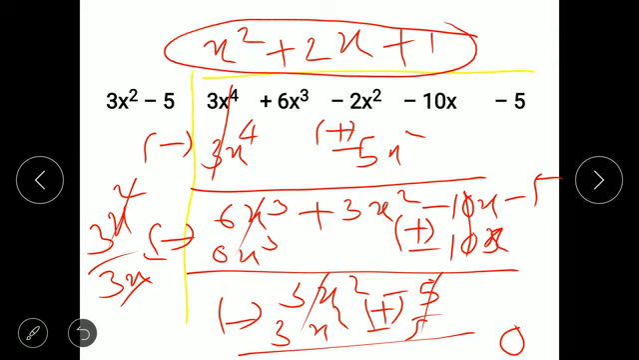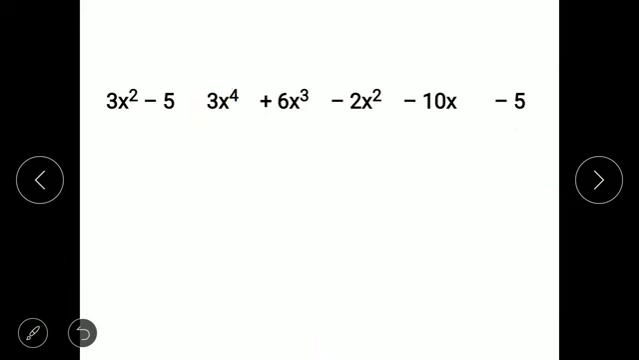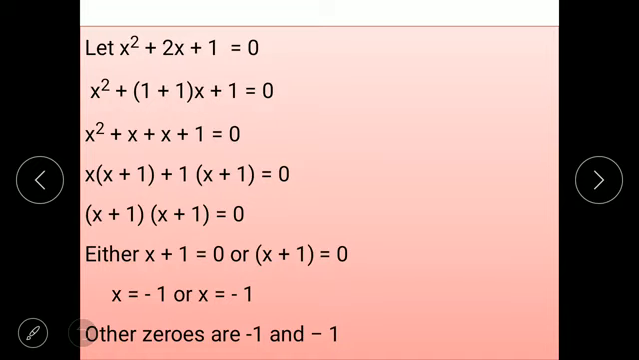Then to get the remaining zeros, what do we need? We have to find the zeros. To find the zeros, we take this quotient. The remainder we are getting is 0 only. What is the quotient? x square plus 2x plus 1. That quotient polynomial, we split the middle term or factorize it. So first do the division, get the quotient, and that quotient we take for splitting the middle term.